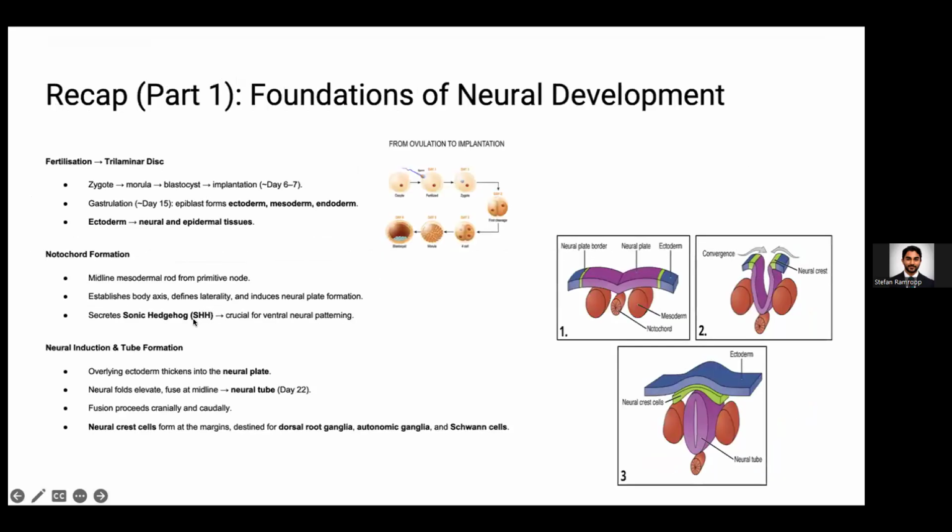So before we look at the spinal cord itself, we're just going to revisit what we talked about last week. Going back to fertilization, the trilaminar disc forms, and from that trilaminar disc, the ectoderm is going to give rise to the nervous system. Running beneath that, the notochord develops from the mesoderm, establishing the body's midline axis, and that also sends inductive signals that transform the overlying ectoderm into neural tissue.